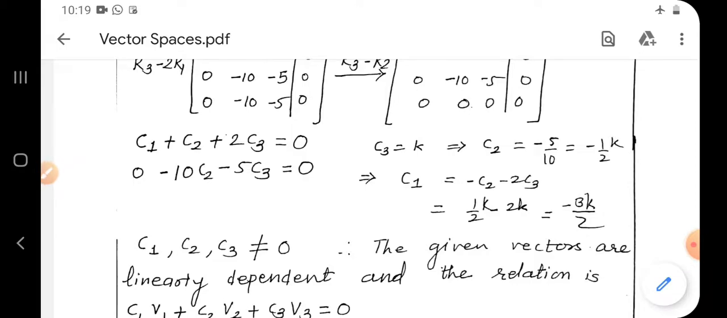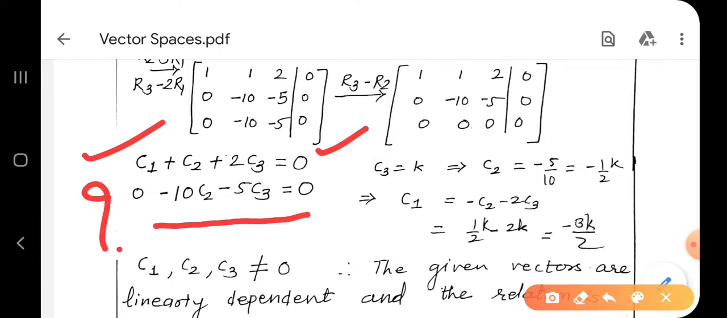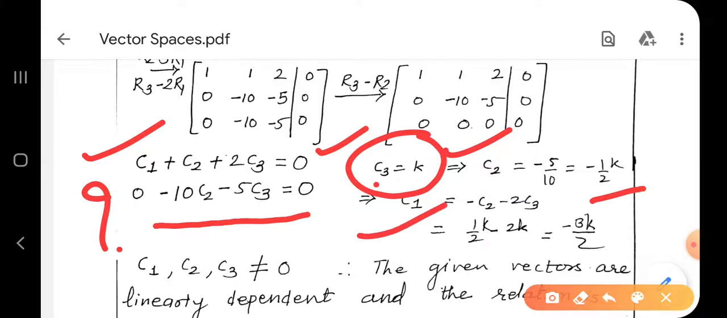If vectors are linearly dependent, find the relation between them. To find the relation, write down the equations. First equation is C1 plus C2 plus 2C3 equal to 0. Second equation is minus 10 C2 minus 5C3 equal to 0. So only two equations, three unknowns. What we have to do? We have to take C3 equal to K, the last variable. Now find C2. The value of C2 is minus K by 2. From that find C1. You will get C1 as minus 3K by 2. You check your answer and just check the calculation yourself.